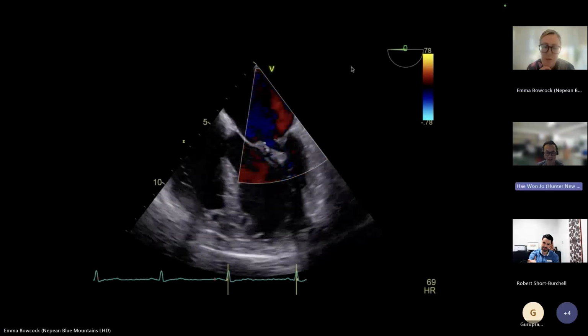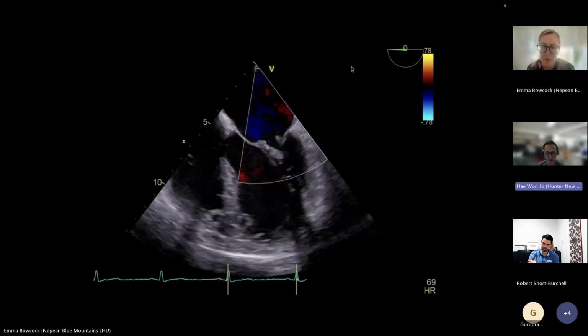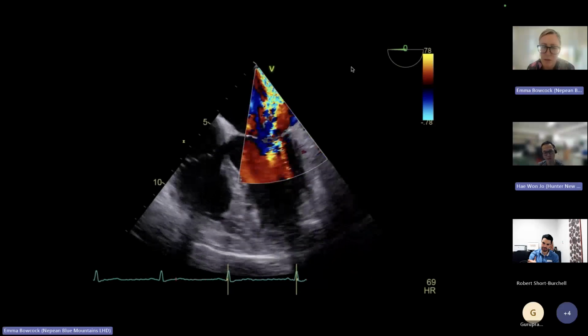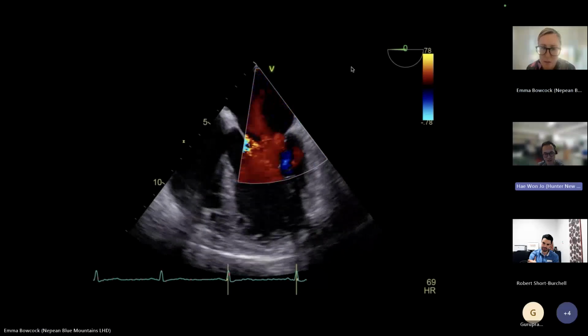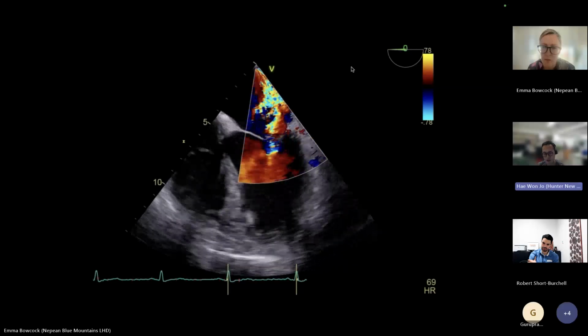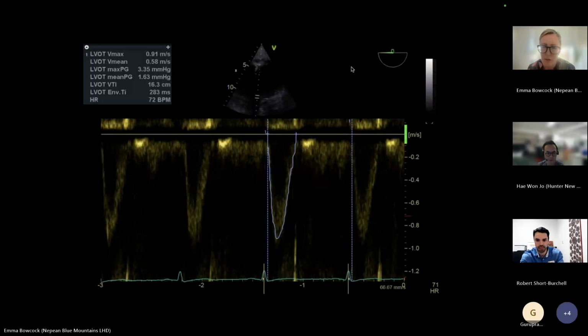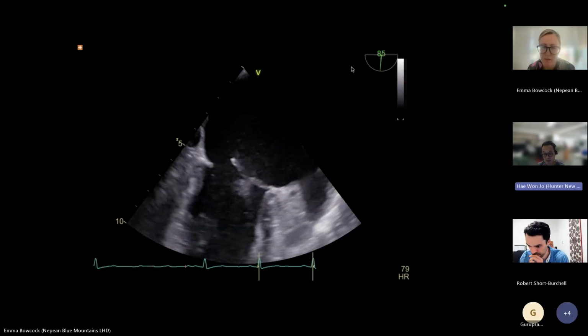Again, I think this supports the impression of severe MR here. Large PISA radius, broad color flow Doppler in the atria. The left atrium looks enlarged. It's not typical of acute MR, but this patient may have some long-standing other cardiac pathology to have caused that. Yeah, so LVOT VTI is 15. So despite hyperdynamic LV, because of backflow into the mitral regurgitation, the LVOT VTI is low.